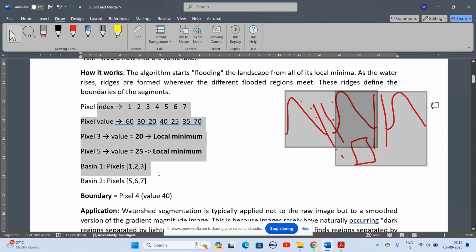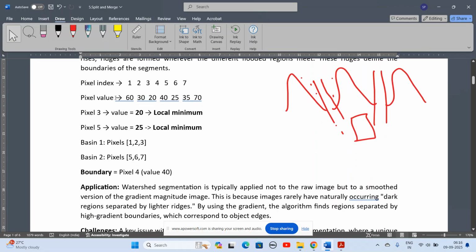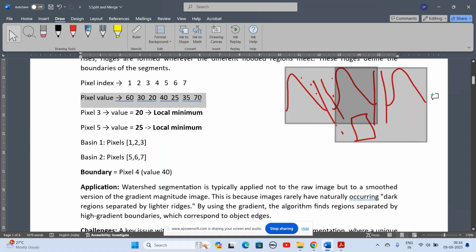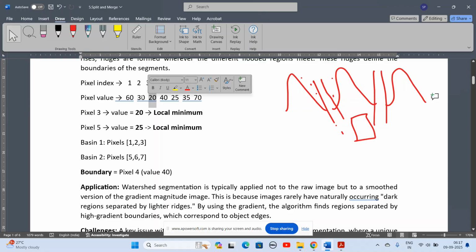Now, let us see a mathematical example of how this watershed algorithm is implemented in image processing. I am going to take pixel values of 60, 30, 20, 40, 25, and 35, and these are the pixel indices. The local minimum here is 20. A local minimum means both the neighboring values are high compared to the current pixel. Consider the first value, we don't have any neighbor on one side, and on the other side we have 30. So this is not a local minimum. Consider 30, we have 60 as a neighbor. Consider 20, 30 and 40 are both high. So 20 is a local minimum.